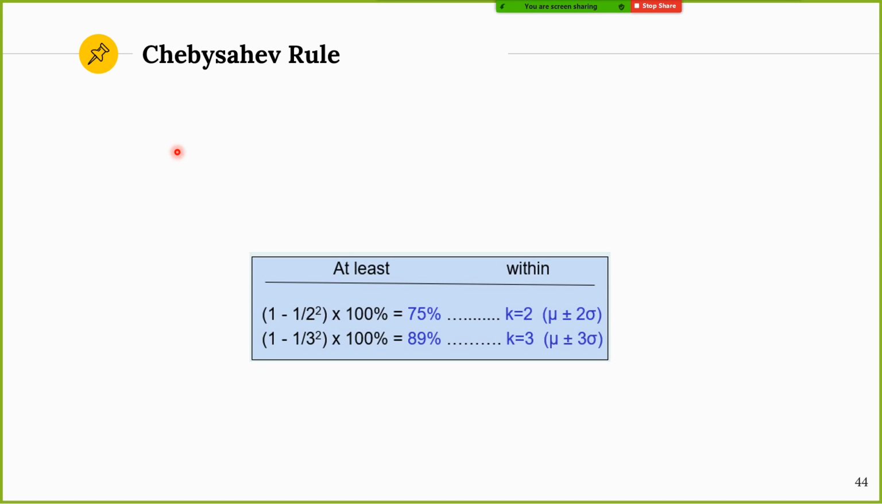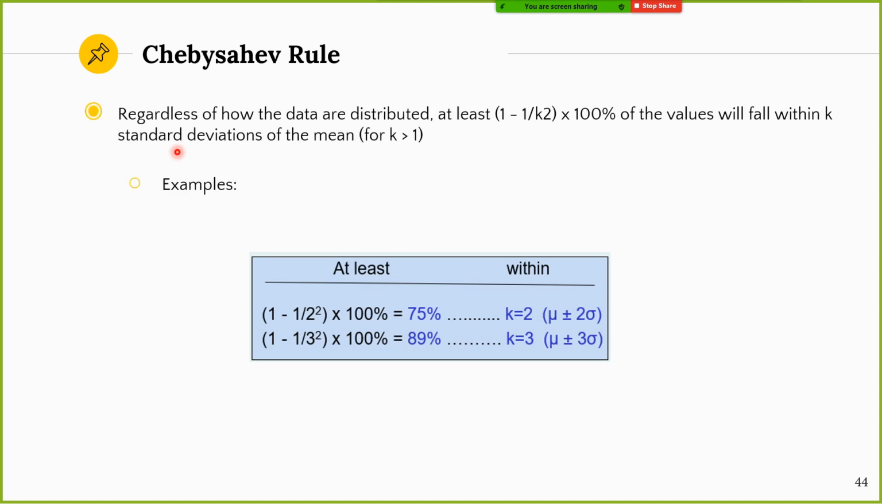The Chebyshev rule is also quite common, but normally we use the empirical rule. In this case, they said that 75% of the data falls within mu plus or minus 2 times the standard deviation, and 89% of the data falls within mu plus or minus 3 times the standard deviation. Quite different.